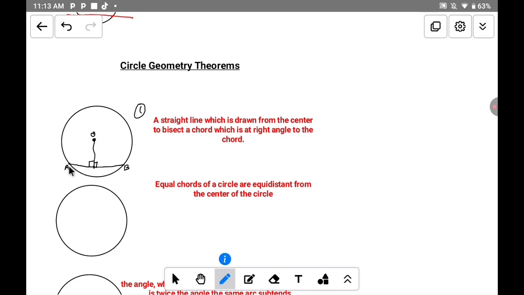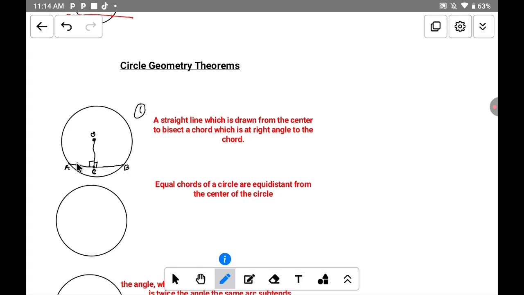So line AB is a chord, and a line that I draw from the center of the circle to bisect this chord will divide the chord into two equal parts. Let me say the point of intersection here is C. That means line AB is divided into two equal parts, because the line drawn from the center of the circle bisects the chord and divides the line into two equal parts.